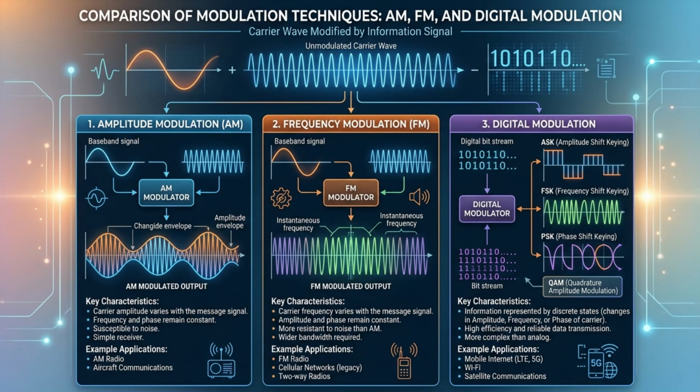AM, FM, PSK, QAM. You have probably heard these terms before, but they all describe different ways of doing exactly the same thing, placing information onto a carrier wave. So, how can one simple idea produce so many different communication technologies? Let's explore the world of modulation.